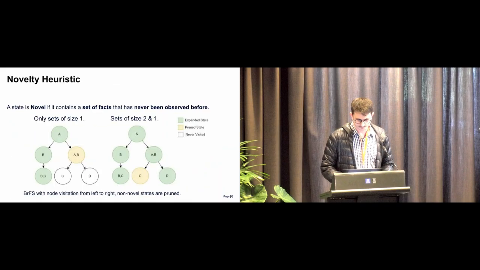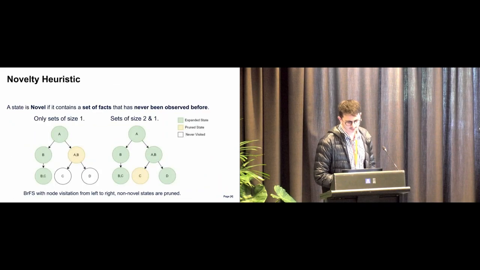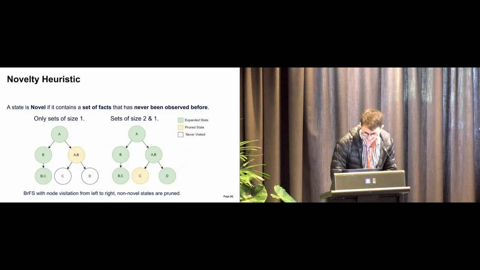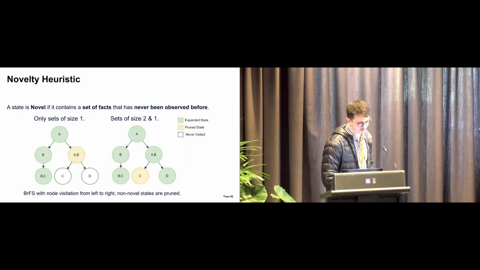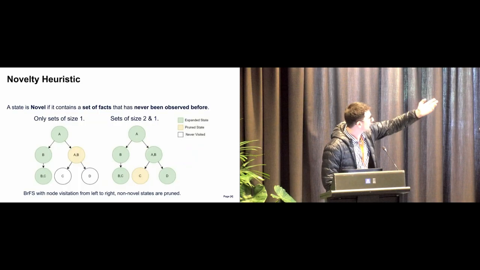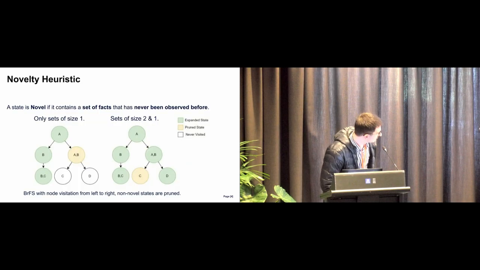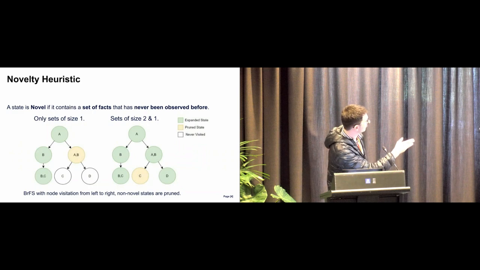To go into more detail, a state is considered novel if it contains a set of facts that has never been observed before. Normally, for computational reasons, we bound the maximum size of these sets of facts. So here we can see the examples. If we only look at sets of facts of size 1, we have breadth first search, and the visitation is from left to right.